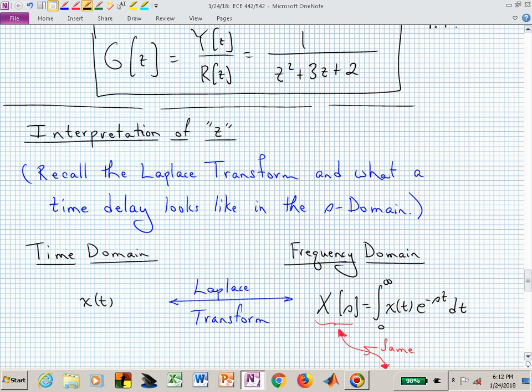It's converting from the time domain, where we're looking at this signal for all time, and we weight it by this complex exponential, and that allows us now to collapse that down to some expression in terms of s, which contains the frequency domain information of x, whether x of t is a signal or an impulse response.